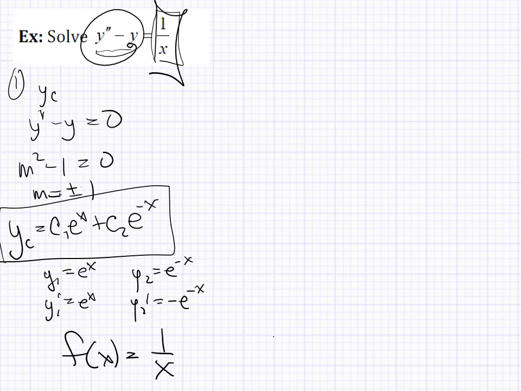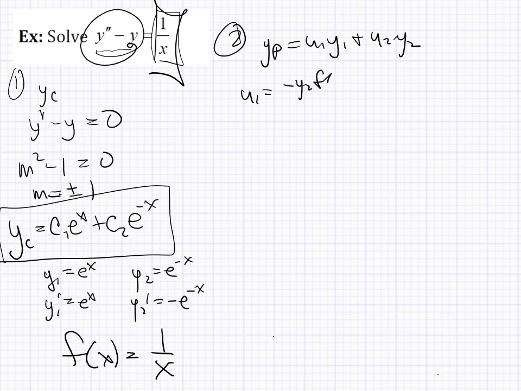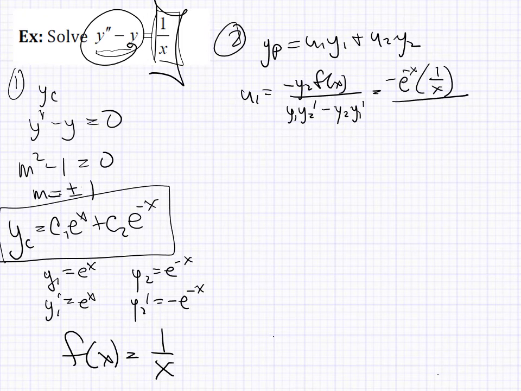So then here's the problem. The second part is to find y sub p, which is u1 y1 plus u2 y2, where u1 is minus y2 f of x over y1 y2 prime minus y2 y1 prime. And this isn't too bad, so minus y2 is minus e to the negative x, f of x is 1 over x. To find the denominator, we do this times this, minus this times this. So we're going to get, what do we get here?